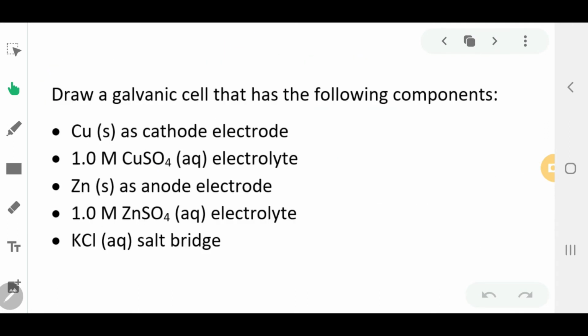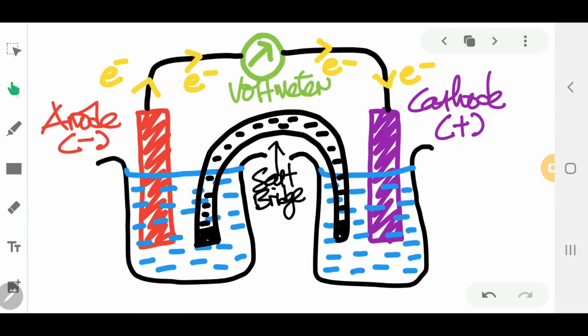Now, let's try to draw some galvanic cells by using 2 questions. This one is a very straightforward type of question because it tells you which one is the cathode electrode, which one is the anode electrode, which one is the electrolyte for the cathode, and which one is the electrolyte for the anode. And you have the salt bridge over here, which is KCl. So you're going to draw the same type of galvanic cell, but since we have specific anodes, cathodes and electrolytes, you have to write them there. You have to label that.